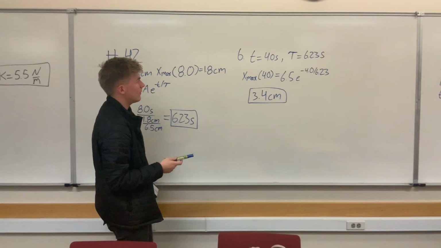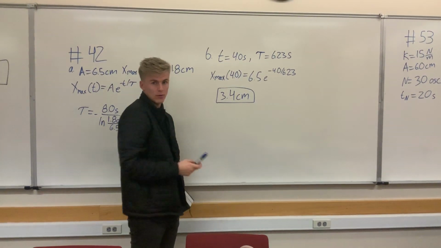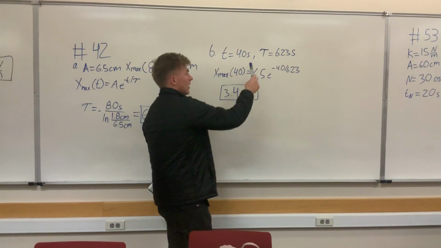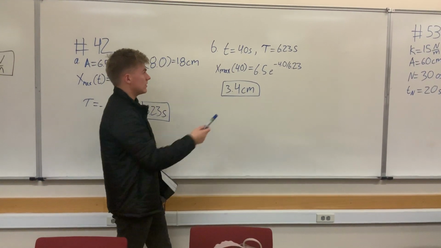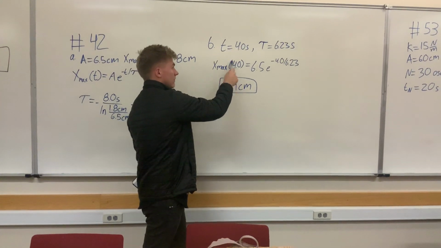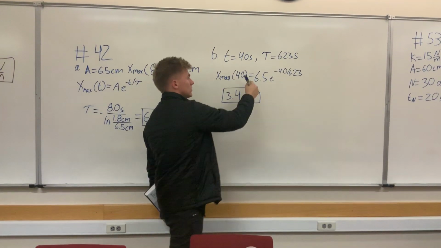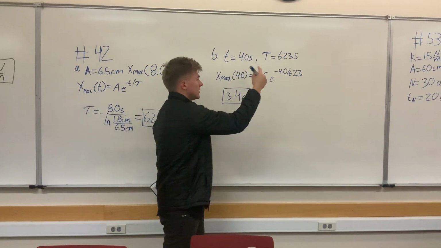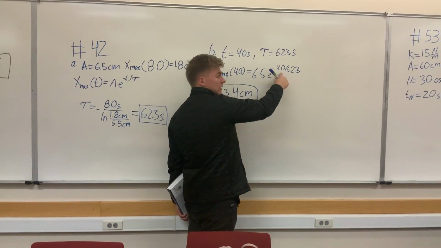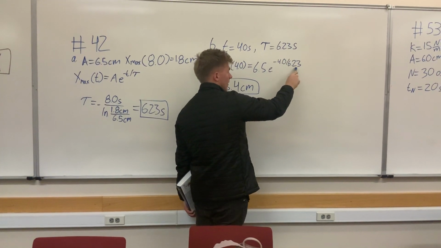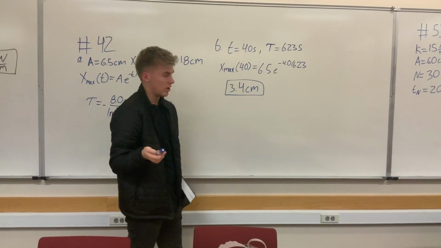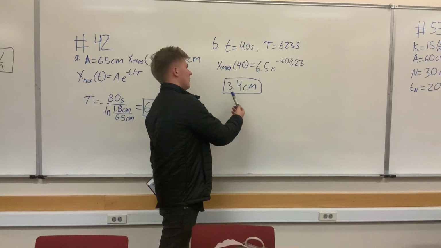Then when we go to part B, we know that t is equal to 4 seconds, and that our time constant is 6.23 seconds. From there, we can use the same equation, x max of 4.0 for our t equals 6.5 for our amplitude times e to the negative t divided by our time constant, so negative 4 divided by 6.23, which when you plug in and do the math, we get 3.4 centimeters.